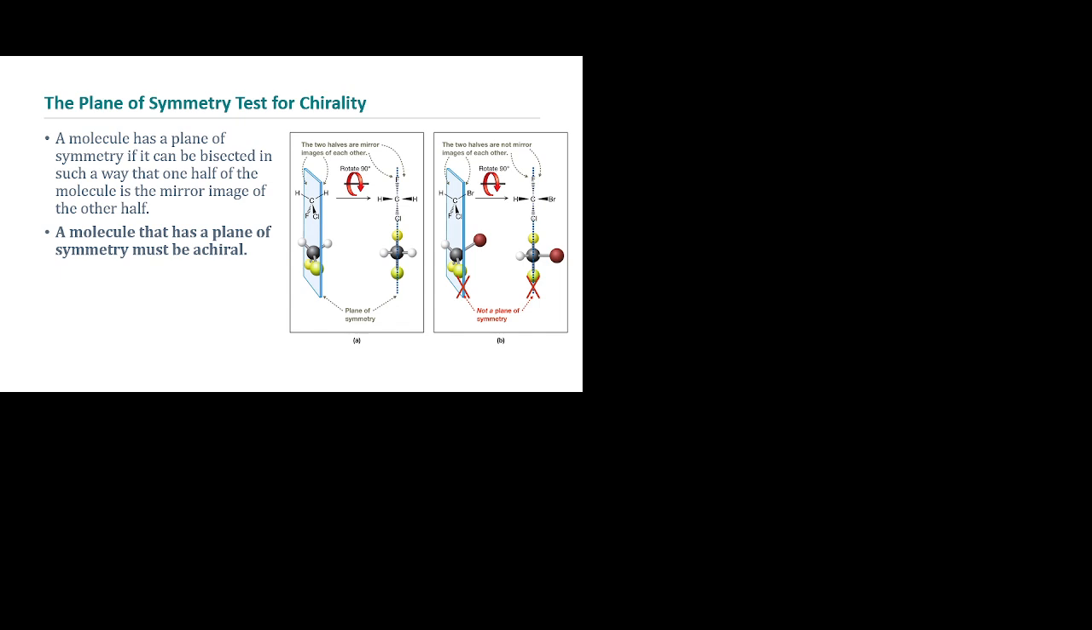Okay, so let's look at a plane of symmetry test for chirality. A molecule has a plane of symmetry if you can bisect it in such a way that one half of the molecule is the mirror image of the other half. This has a plane of symmetry. My little alligator clip up here, right? Humans, externally at least, have somewhat of a plane of symmetry. That's that symmetricness.